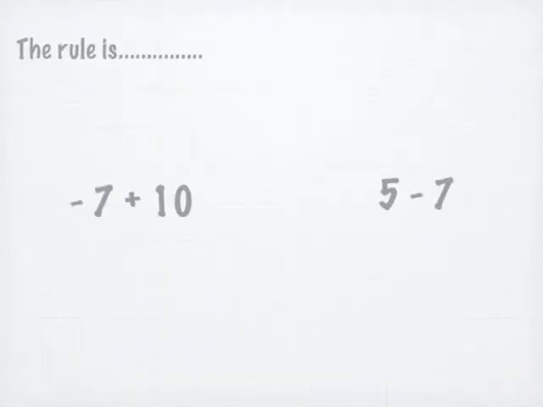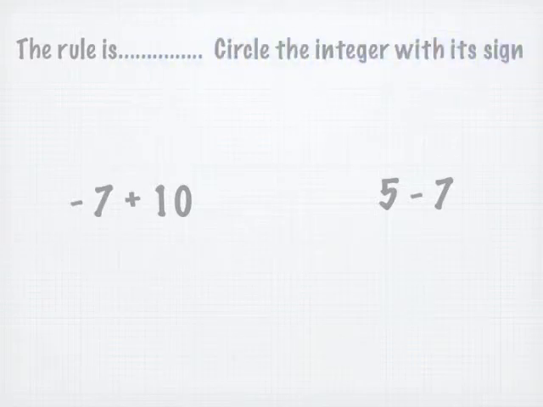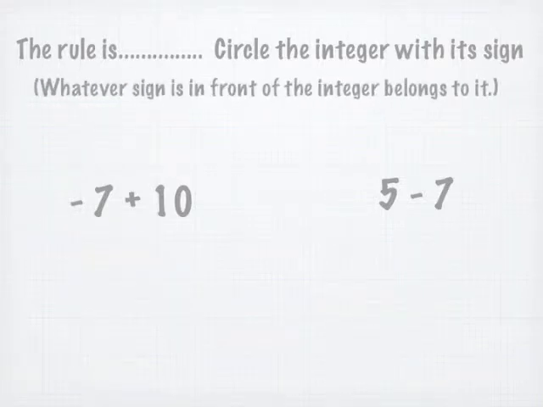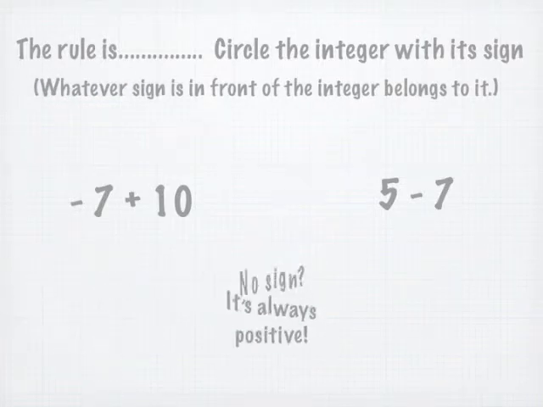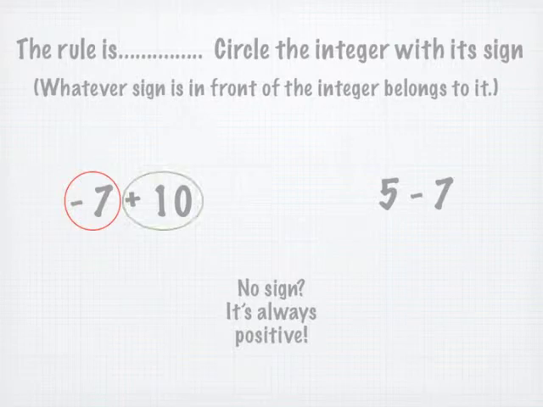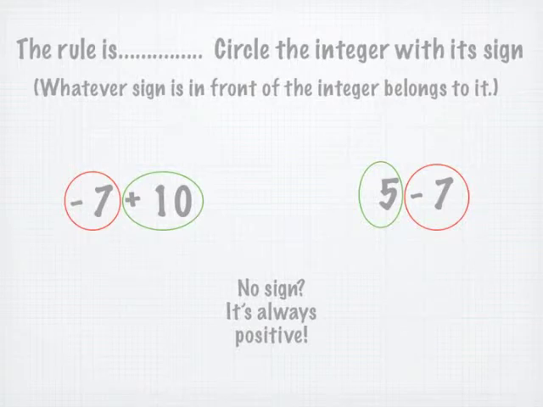The rule is, circle the integer with its sign. You will know the integer sign because whatever sign is in front of an integer belongs to it. And if there isn't a sign in front of an integer, it's always positive. So here we have a negative 7 and a positive 10, positive 5 and a negative 7. Pretty simple, right? I just looked at the integer and circled the sign that was in front of it.